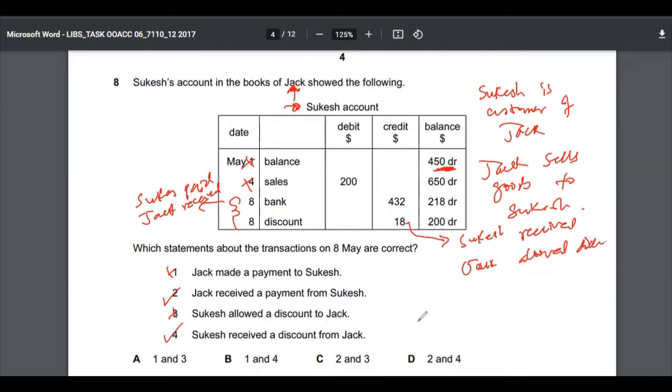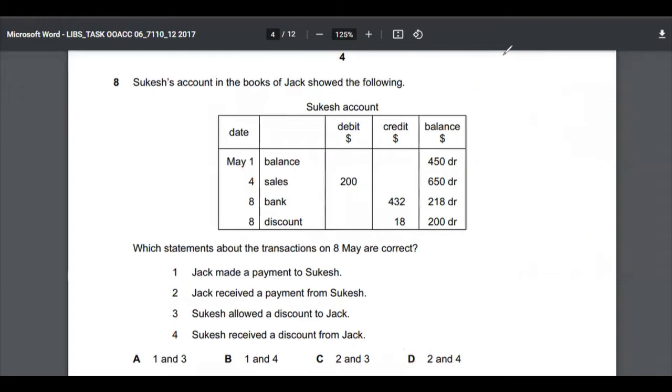So statement 3 is incorrect. Sukesh received a discount, that's actually correct. So the answer to multiple choice 8 would be option D, 2 and 4, right? So these 2 statements are actually correct. That's what the question is asking. The question is not asking for incorrect statements. If the question was to tell the incorrect statement, then the answer actually would be option A, 1 and 3, but the question is asking what is the correct statement. So you need to focus on what the question is asking. So the answer to multiple choice 8 is going to be option D.